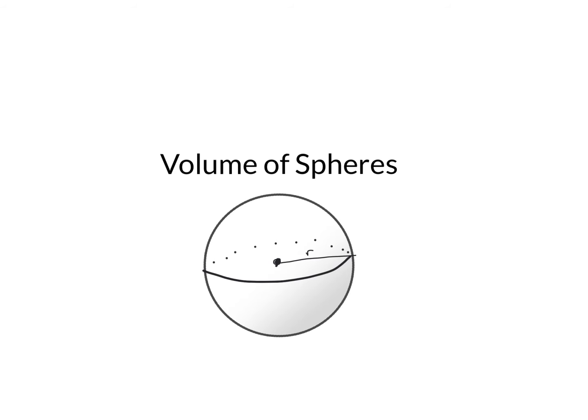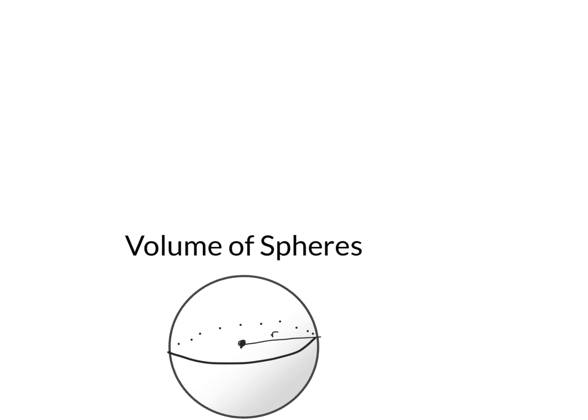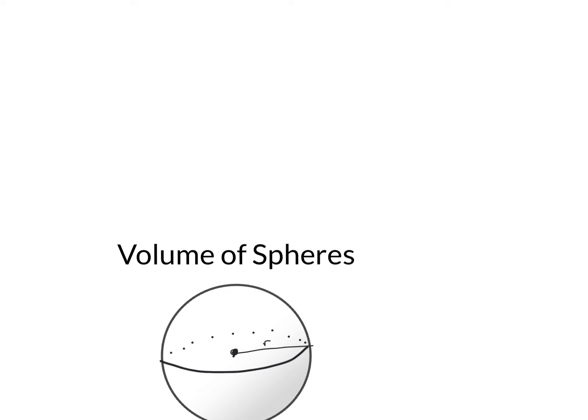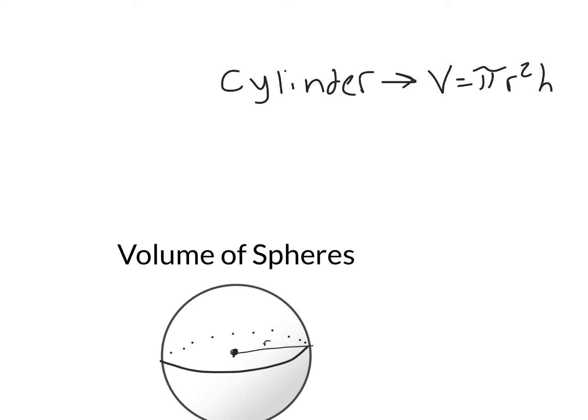Hey everyone, in this video we're going to be looking at volume of spheres. So far we've learned how to find the volume of a cylinder and a cone. And just to review, the volume of a cylinder is V equals pi times the radius squared times the height.